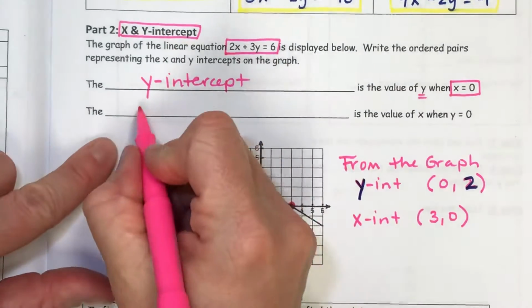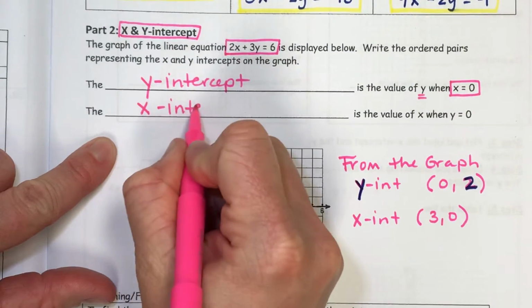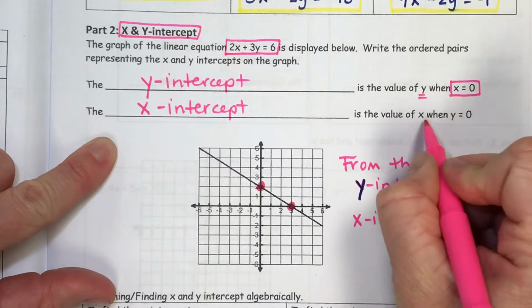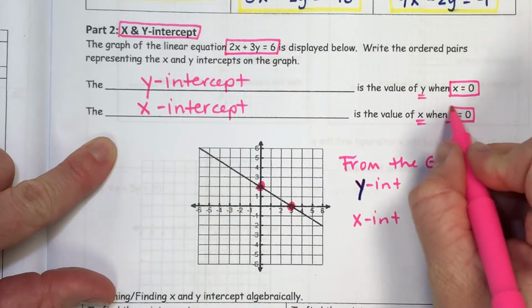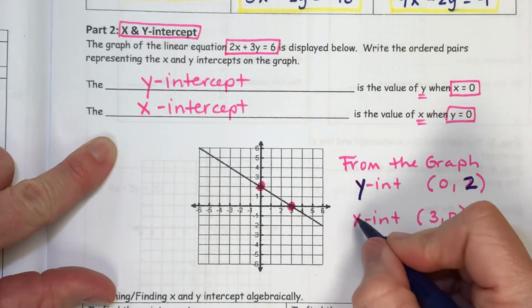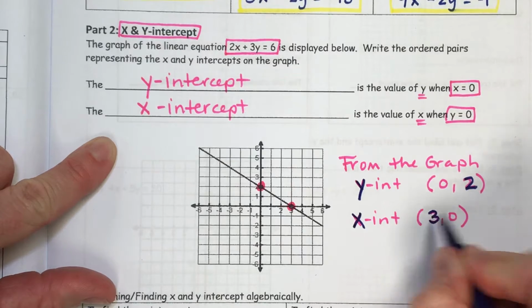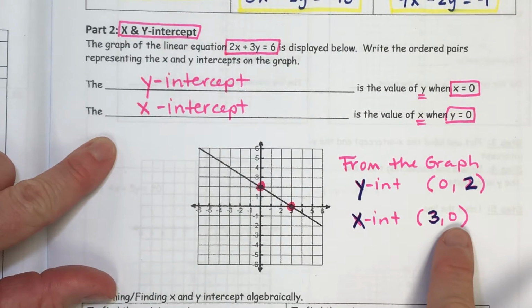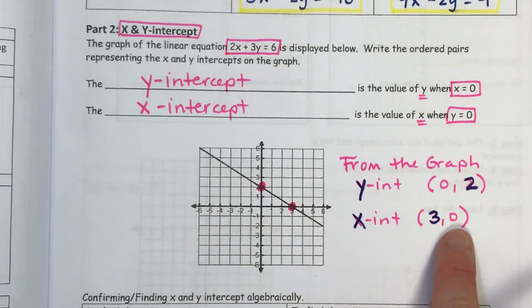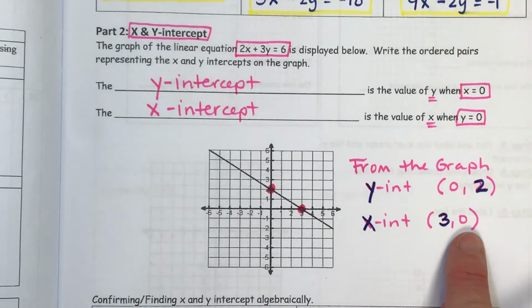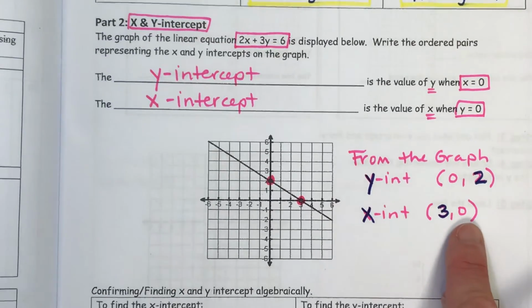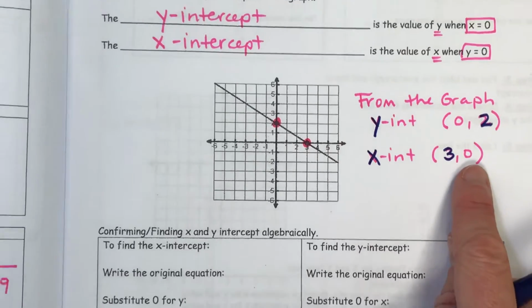And then likewise, your x-intercept is the value of x when the y is equal to 0. So notice how my x-intercept, I have the x coordinate and the other value y is 0. Now that's something that is important to notice when you're working with intercepts, is that the other number is 0.